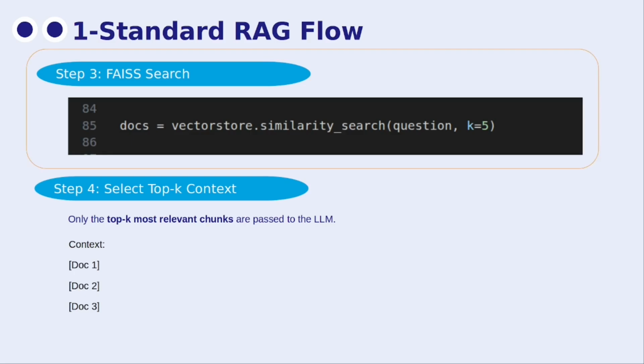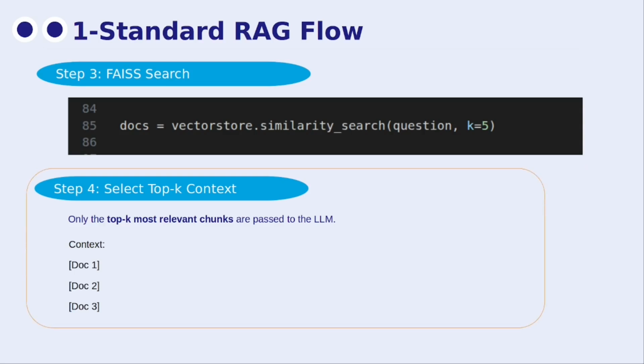Step number 3, FAISS search. Now we send the embedded query to FAISS. At this point, FAISS does not understand the question. FAISS does not understand AWS. It only compares vectors and returns the most similar chunks.